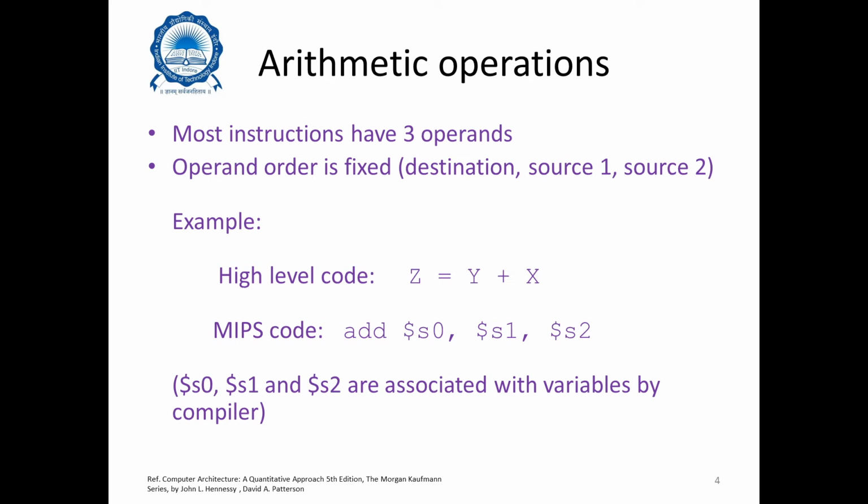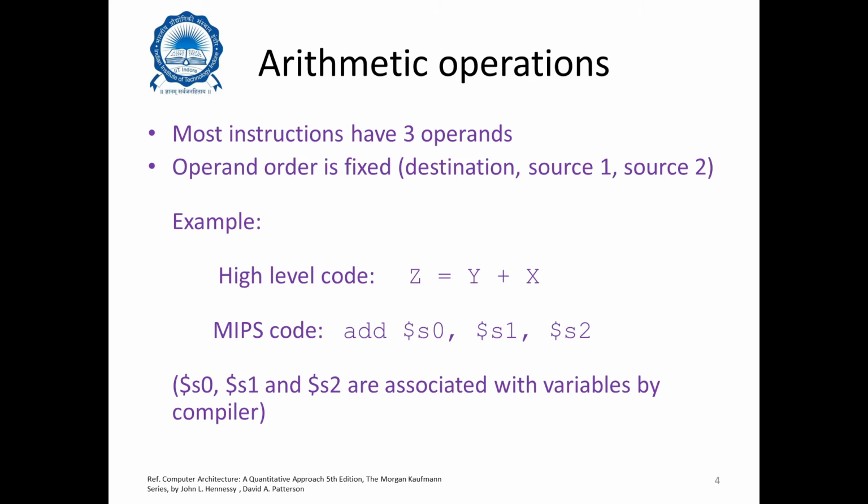Most instructions have 3 operands, as you could see, and the operand order is also fixed. So you have a destination followed by source 1 followed by source 2. For example, if the piece of code is z = y + x, then the MIPS code will be add, because we are adding, $S0, $S1, $S2. This could be one of the possible codes. $S1 corresponds to y, $S2 corresponds to x, and they are summed up and stored in $S0.